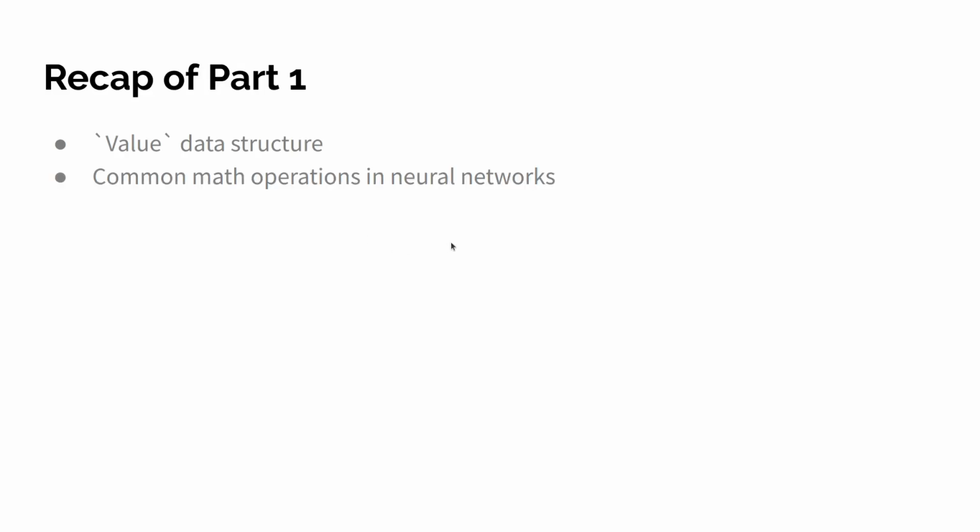Just to refresh your memory, in part 1, we defined the value data structure and implemented common mathematical operations that are used in neural networks, such as addition, multiplication, subtraction, and tanh. They're implemented either as the methods of value data structure or the traits from the standard library.